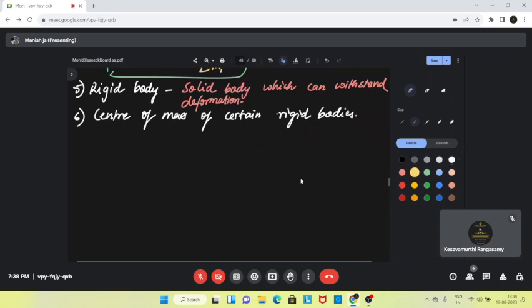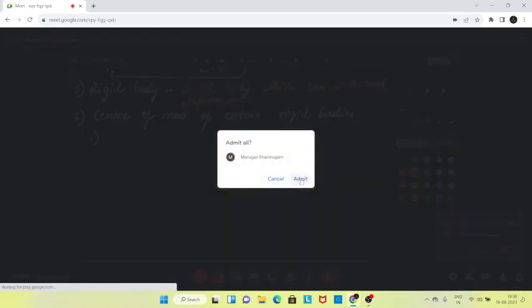So we are going to analyze the center of mass of certain rigid bodies. Let's start with simple figures and eventually we will go to complex figures. The first one we will look at is a rectangle.